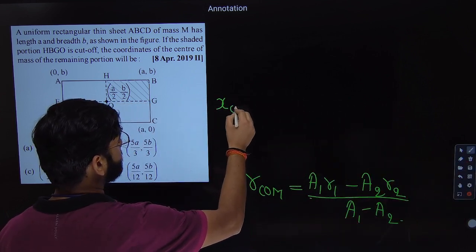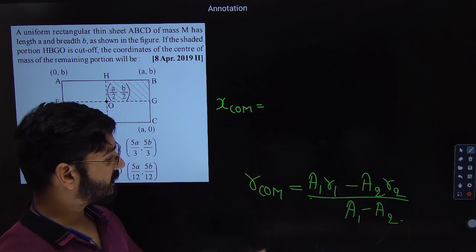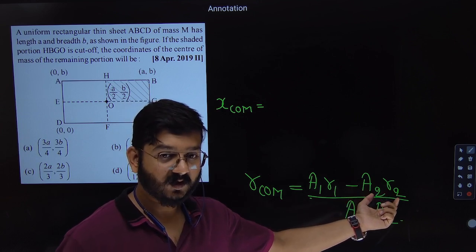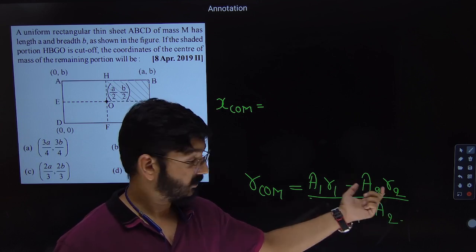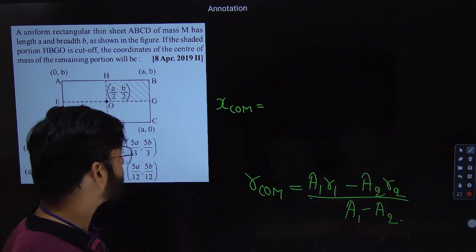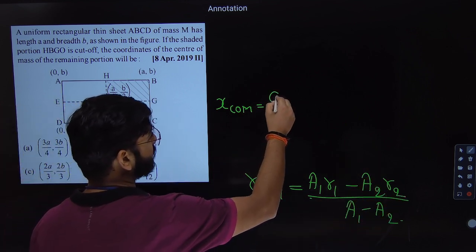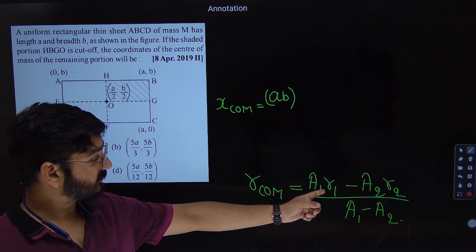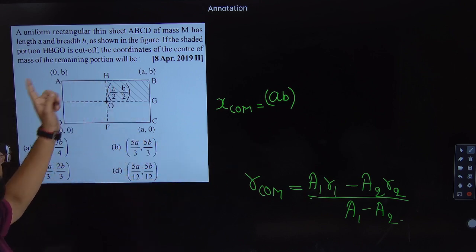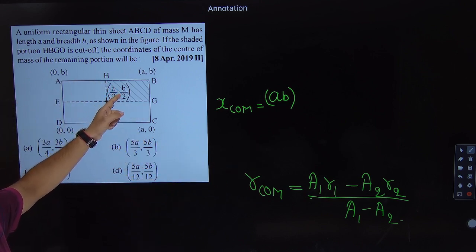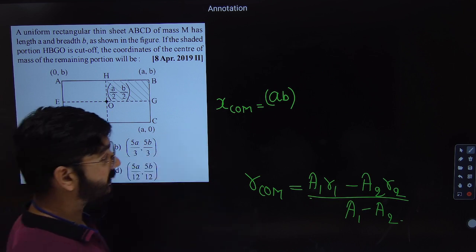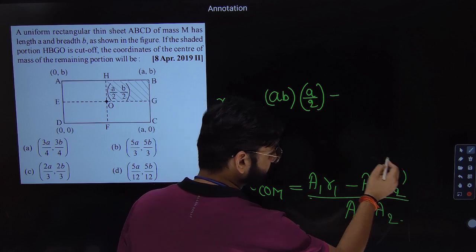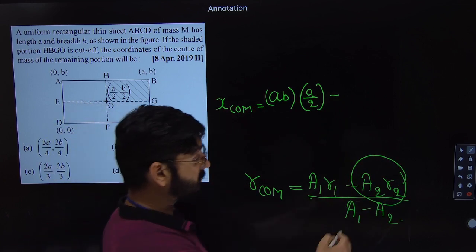So the X coordinate of center of mass. This is for the whole object, and this is for the object which is removed. Total minus removed. A1 is the total area. What is the total area? Length into breadth. What is the coordinate of center of mass for the whole object? A by 2 comma B by 2. So I am finding for X. The center of mass is A by 2, minus this, which is for the removed part.